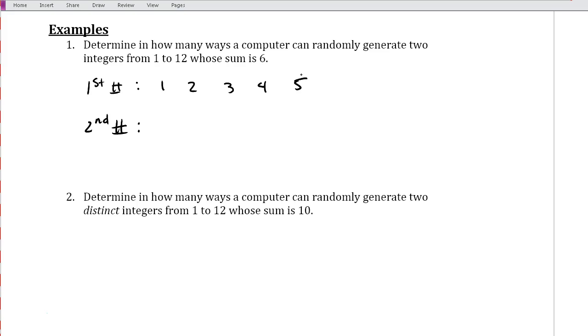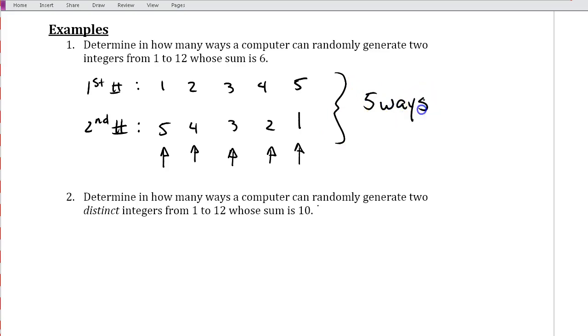Okay, and then for my second number, we could also have the numbers 1 through 5, but I'm going to write these in the opposite order: 5, 4, 3, 2, 1. So this is one way that I could have a sum of 6: if the first number is a 1 and the second number is a 5. Or the first number could be a 2 and the second one a 4, and so on. I could have a pair of 3s, first a 4 and then a 2, and then first a 5 and then a 1. So we see that there would be 5 ways that a computer could randomly generate two integers from 1 to 12 whose sum is 6.